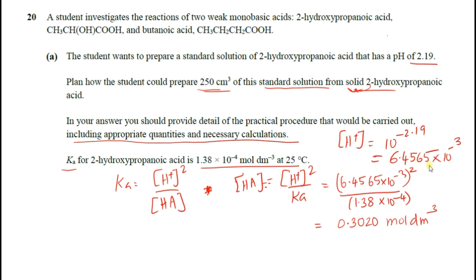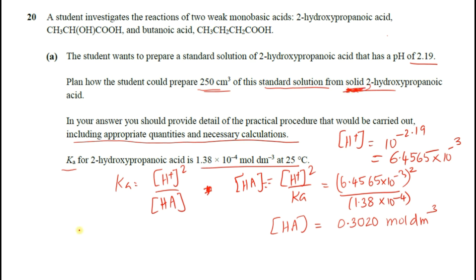From the hydrogen ion concentration, I just substitute in here. Ka is given here, so just put these numbers in. Remember the square on this [H+], then you get this. That is the concentration of the acid you need in the 250 cm³ of standard solution. Whatever volume you're making, that's the concentration you're going to need. That will give you a pH of 2.19, but you need to say how much mass is needed. This is going to be prepared from solid, right?